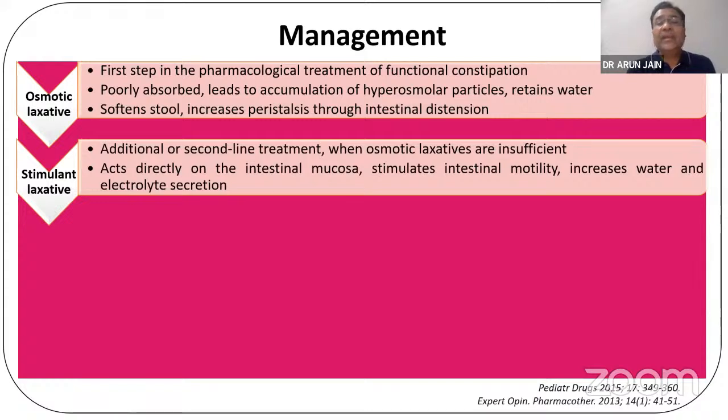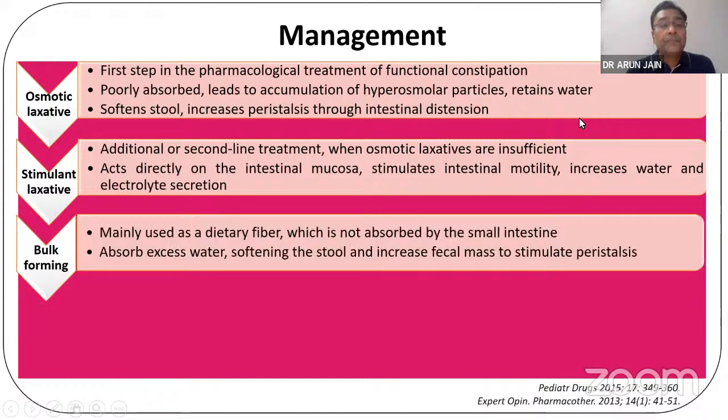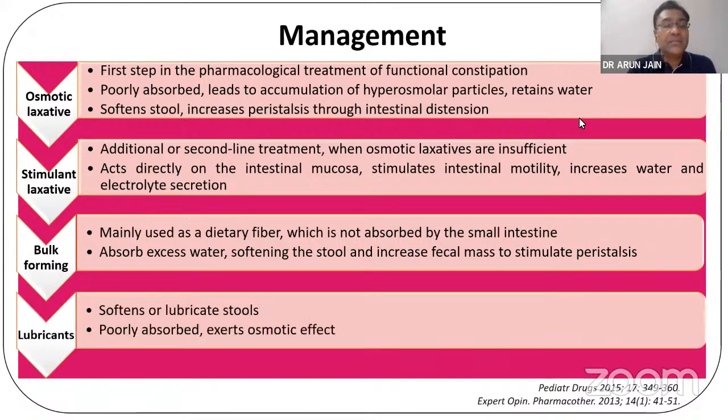Stimulants एक second line होते हैं when osmotic laxatives are insufficient. They act directly on intestinal mucosa, stimulate intestinal motility, and increase the water and electrolyte secretion. Bulk forming agents are merely the dietary fiber, which are not absorbed by the small intestine, absorb excessive water, soften stool, and increase fecal mass to stimulate peristalsis. And lubricants are the softened or lubricated stools. They are poorly absorbed and exert osmotic effect. So these are the 4 categories. The most important are the osmotic laxatives, and we will discuss in detail about this.